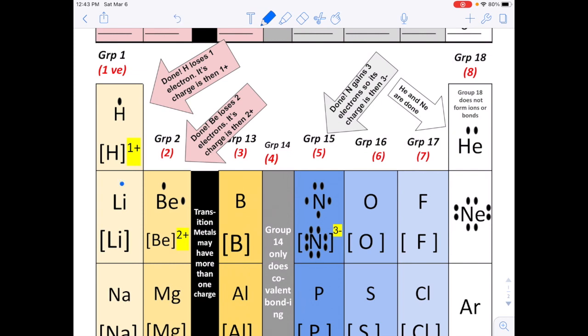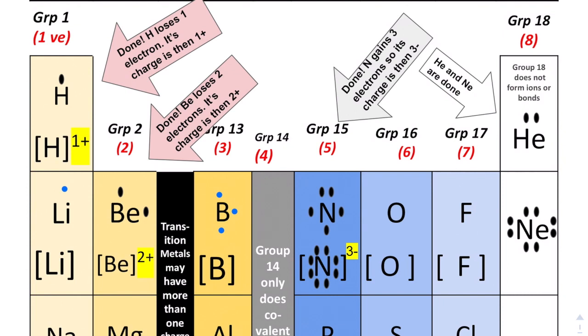Going across, I see Be, group 2 with 2 valence electrons and 2 dots. Now, the transition metals have been left off of this table again. They can actually have more than 1 charge, so we're not going to worry about them right now. But if we jump over to group 13, that's where we find B, and it has 3 valence electrons. So I'm going to put 1 on a side before doubling up. Now group 14, the note there says group 14 only does covalent bonding. They share electrons always, they don't transfer.